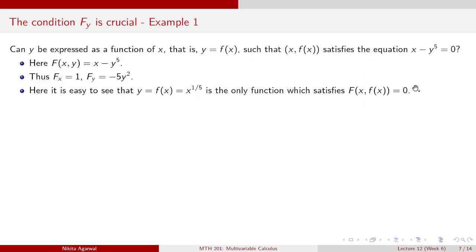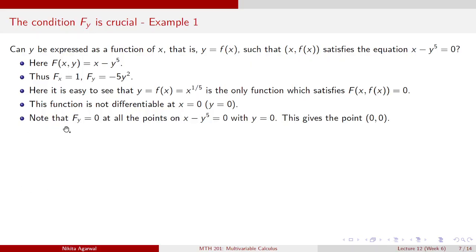Why? Because what is this equation? This equation means that x minus f(x) to the power 5 is 0, which means that f(x) has no option but to be x to the 1 by 5, right? This is the only possible function. But this function is not differentiable at x equal to 0, right? Why is it not differentiable? Because if you compute the slope, it comes out to be infinite.